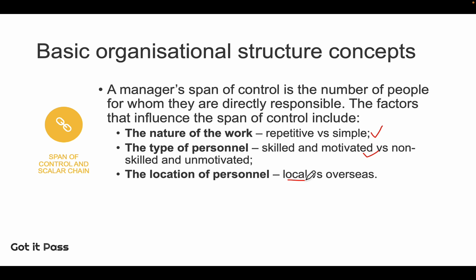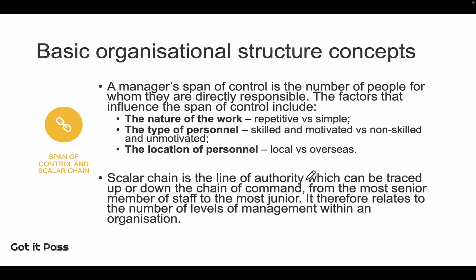So here, span of control is about the number of people who directly report to a manager. And another concept here, the opposite of span of control, is scalar chain. Scalar chain is the line of authority which can be traced up or down the chain of command, from the most senior member of staff to the most junior. It therefore relates to the number of levels of management within an organization.